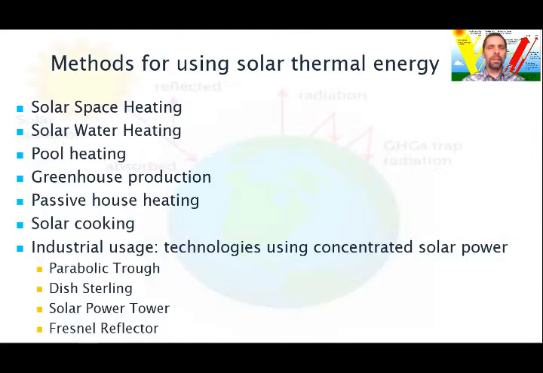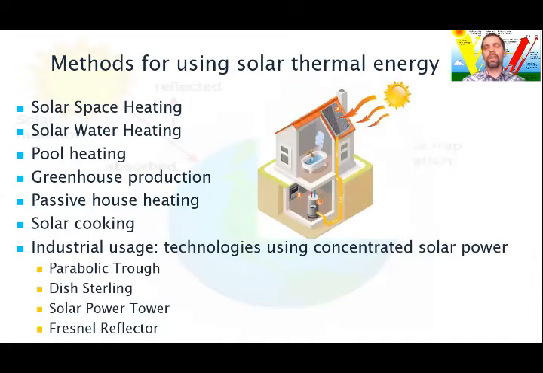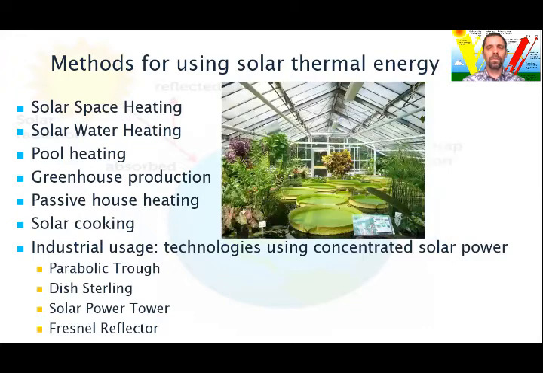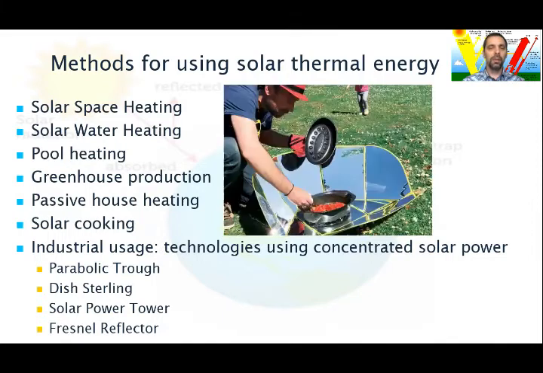There are plenty of methods for using solar thermal energy. First of all, we can separate the home and the industrial applications. Home applications are the solar space heating, the solar water heating, the pool heating, the greenhouse production, passive house heating, and solar cooking.